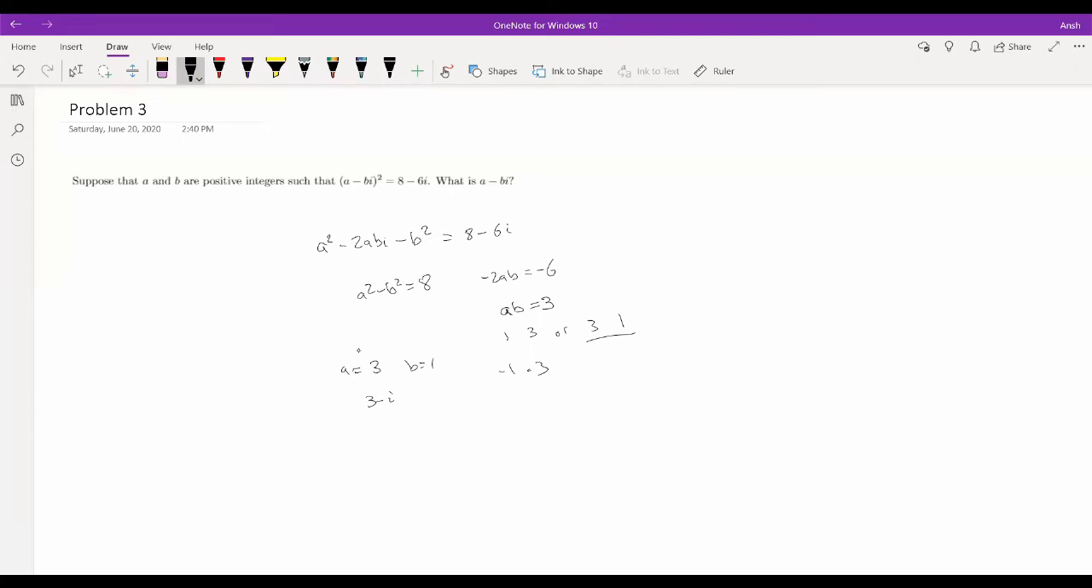Oh, wait, also, yeah, you're right. We missed the solution. We could have also had the, or no, we didn't miss the solution because it said over here that they're positive integers. Yeah, that's where the problem specifies positive integers. Yep.